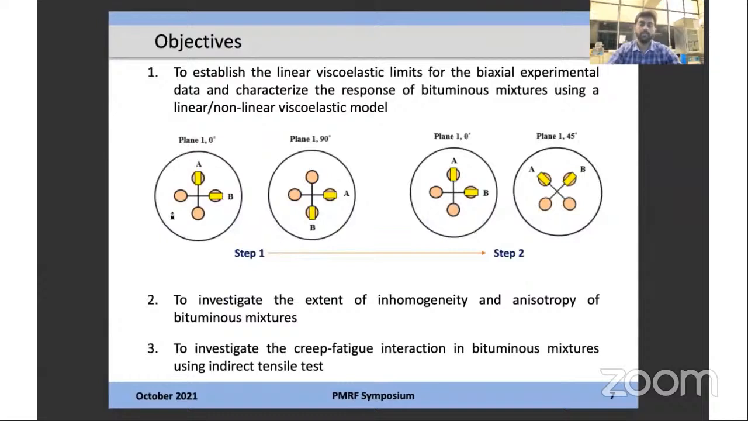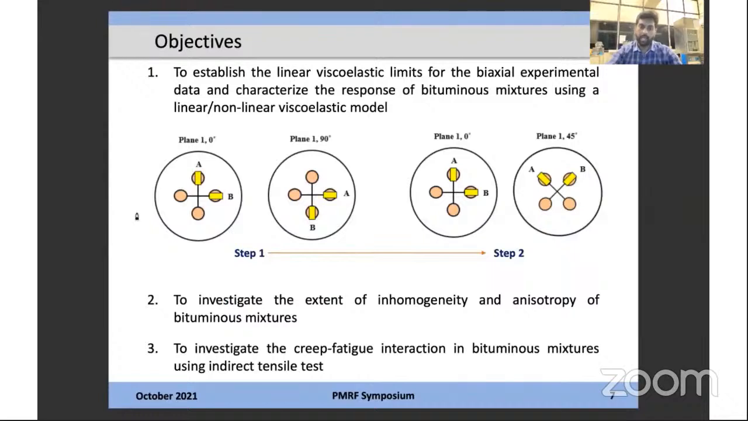Concluding all these facts, the objectives are presented as follows. First, the linear viscoelastic limits for biaxial experimental data need to be established. Once this is established, one can choose a suitable linear or non-linear viscoelastic model, and using the model, the response of the material can be obtained.